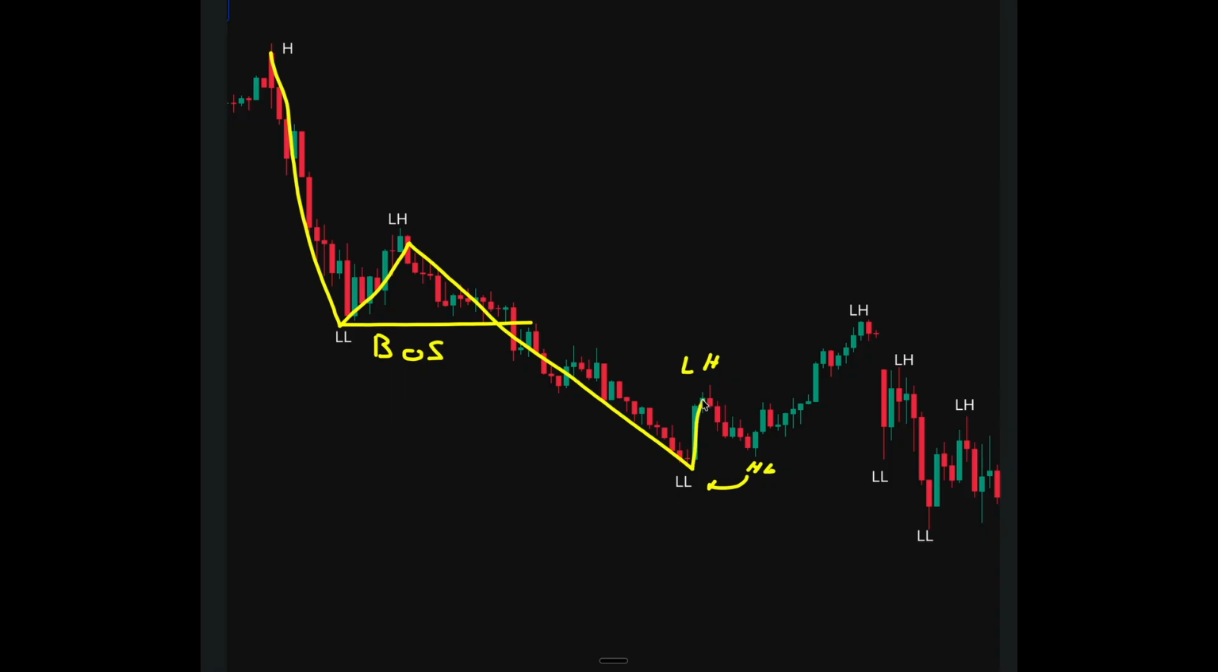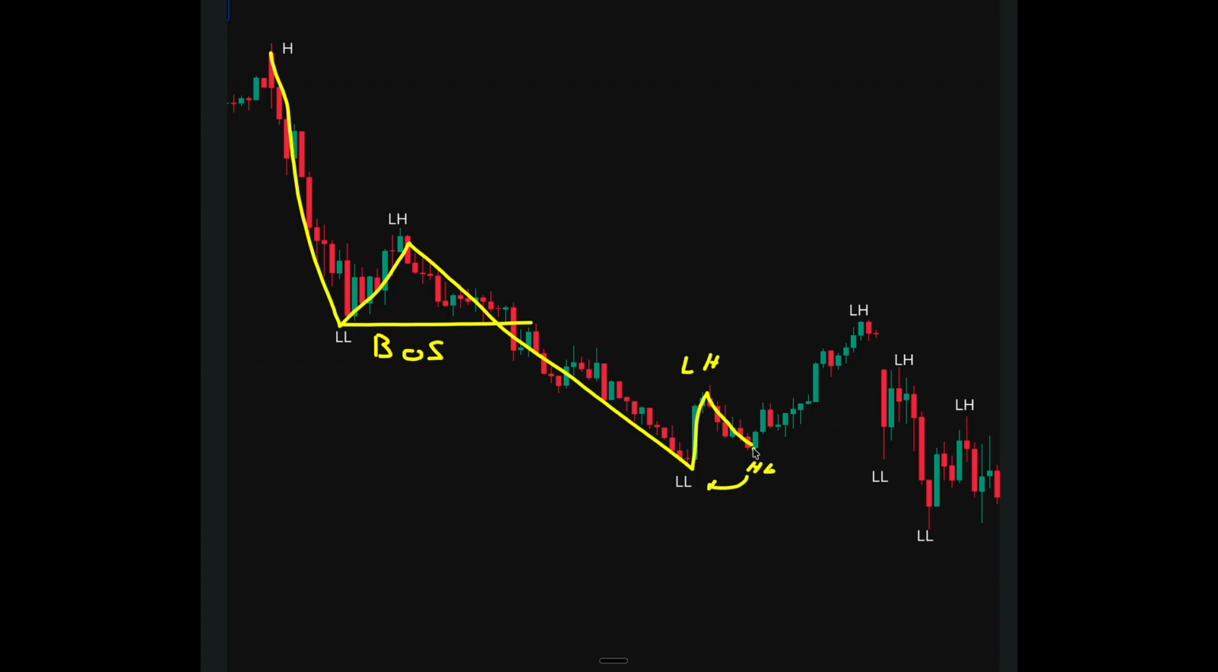We got a pullback. We got a higher low. Even though we have a higher low, the market is still considered a downward move, because this high didn't break the previous high. You feel what I'm saying? Okay.